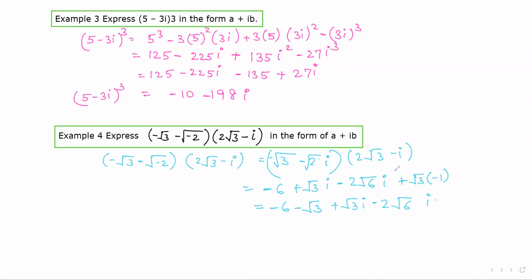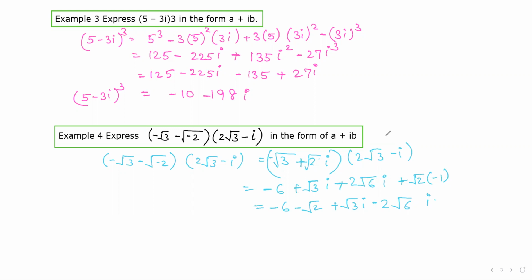Is there any problem? Here it should be 2. So you have plus 2 root 3. This is plus. This is plus. It is minus root 3. Minus root 3 into 2 root 3 will give you minus 6. Minus root 3 into minus i will give you plus root 3i. Plus 2i into 2 root 3 will give you positive 2 root 6 into i.